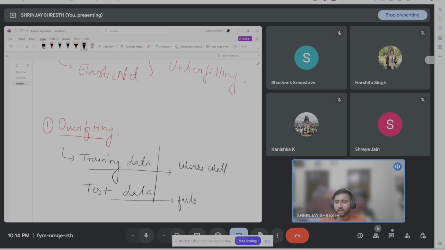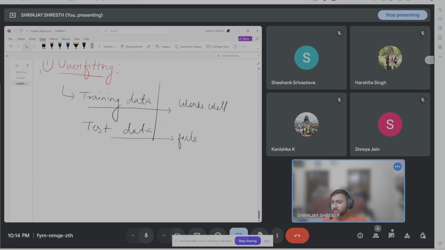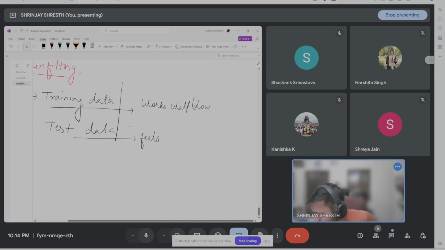If I get a chance in some session, I will cover it, but for a brief I'll tell you here. So basically, when your model is working well with your training data, this is known as low bias. And when it fails to work with your test data, this is known as high variance.